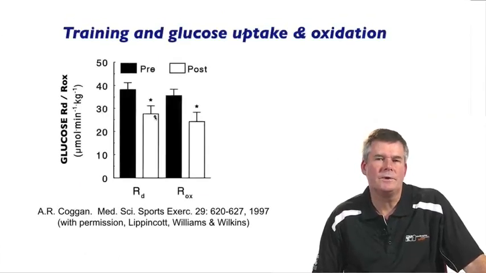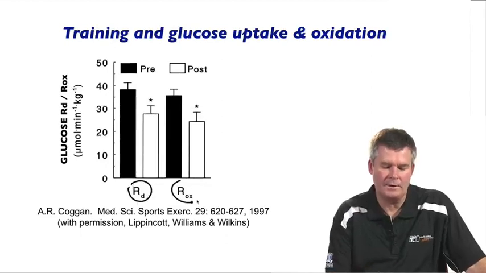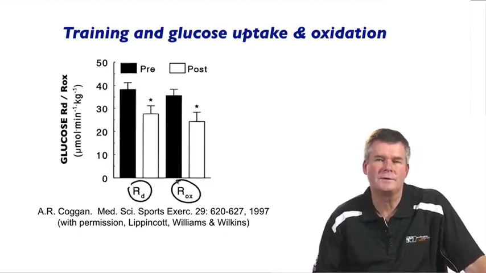Just as we saw with muscle glycogen utilization after training, we also see a reduction in the reliance on glucose. This study was done using labelled isotopes of glucose, which enable you to measure glucose uptake and also the appearance of the carbon label in the expired breath, so you can measure oxidation. And you can see that both glucose uptake and glucose oxidation are reduced after endurance training.